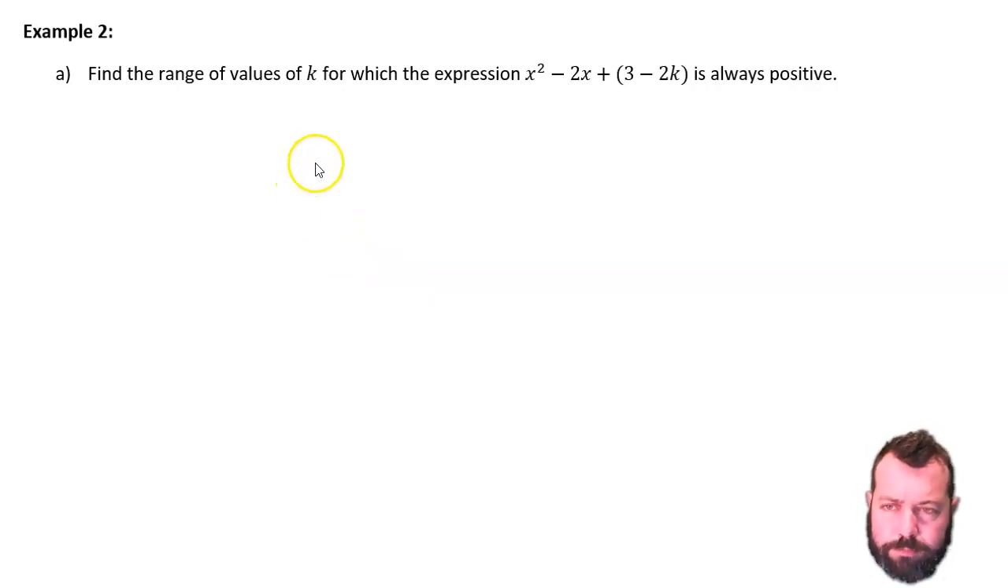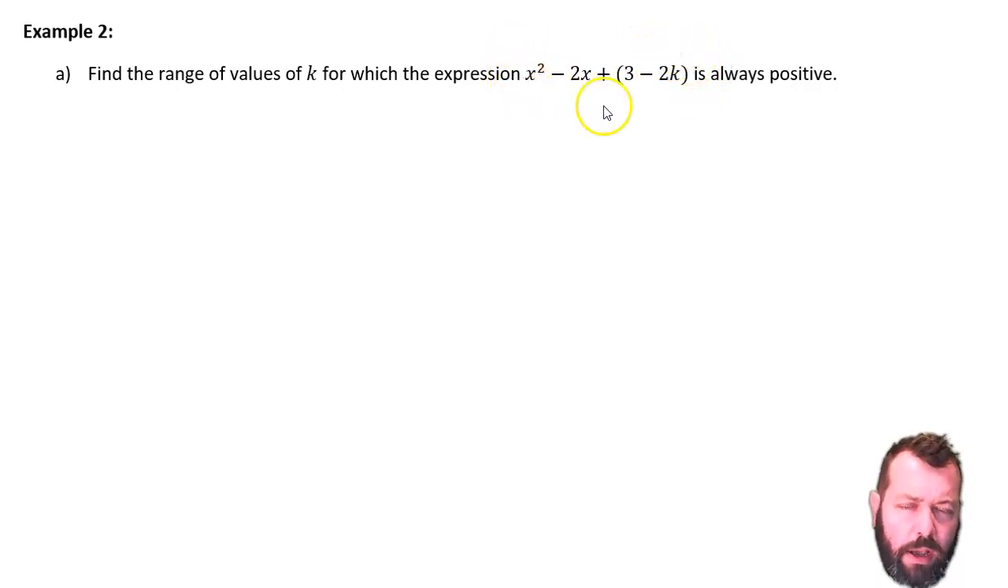This is a curious question, and we're going to draw in some knowledge that might have got a little bit rusty. Find the range of values of k for which this expression is always positive. I've got a quadratic, but with a second variable in there, k. And I want to know when that is always positive, when that's strictly greater than 0.